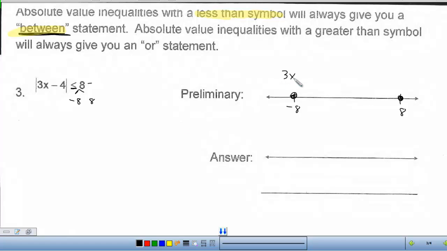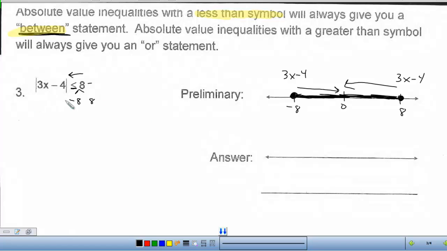Now 3x minus 4 is going to be the distance towards 0. This is the absolute value, so towards 0 in both directions. So this is going to give us an in-between statement. So we would shade in between negative 8 and 8 because it's in between. So we know our answer will lie between these two places.